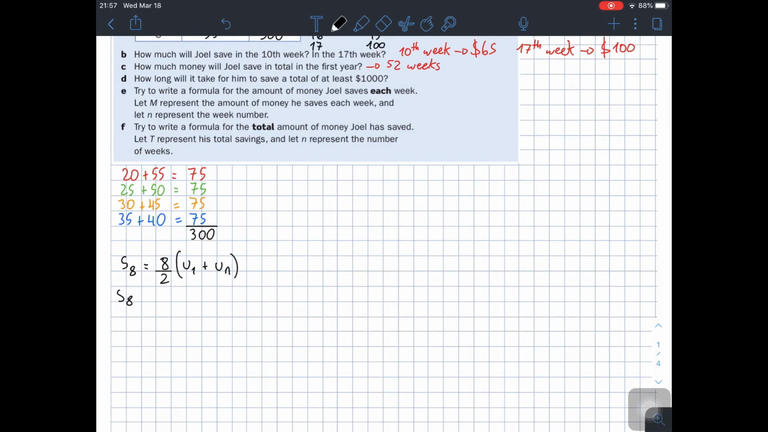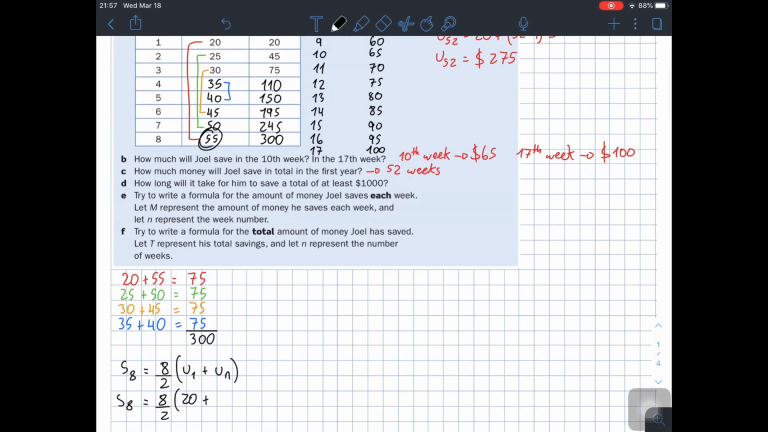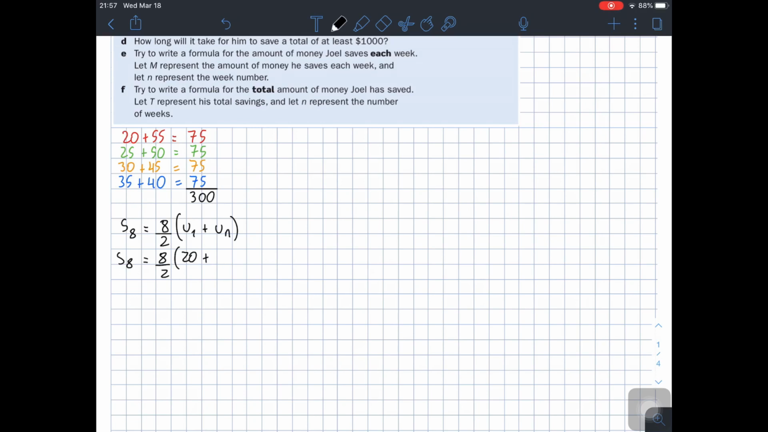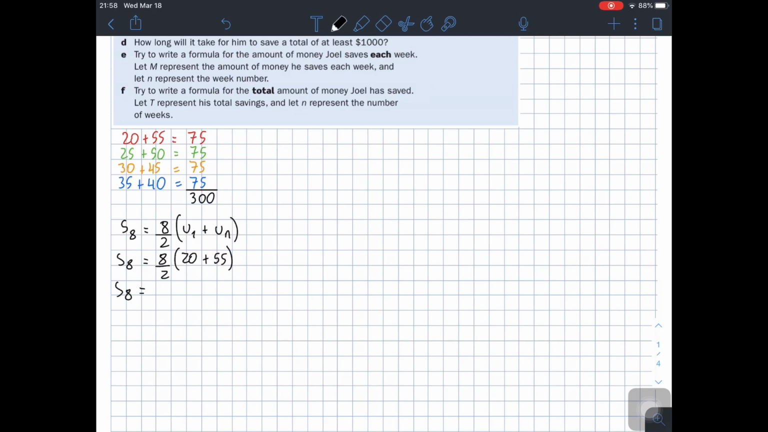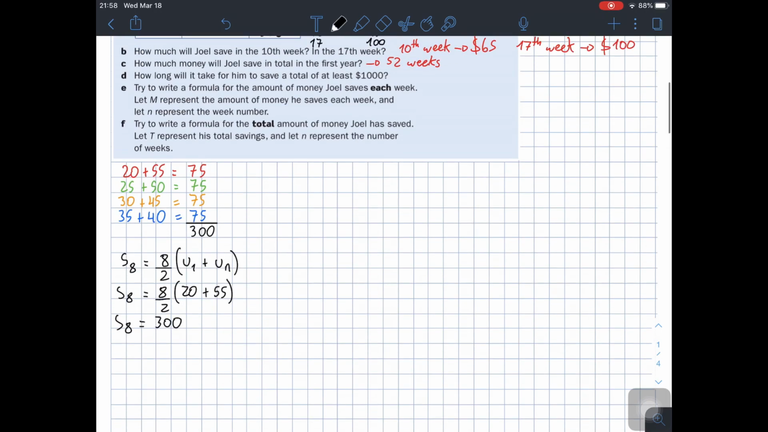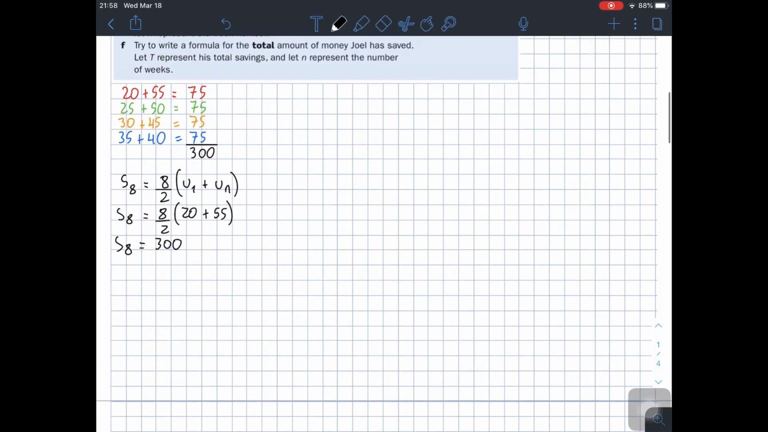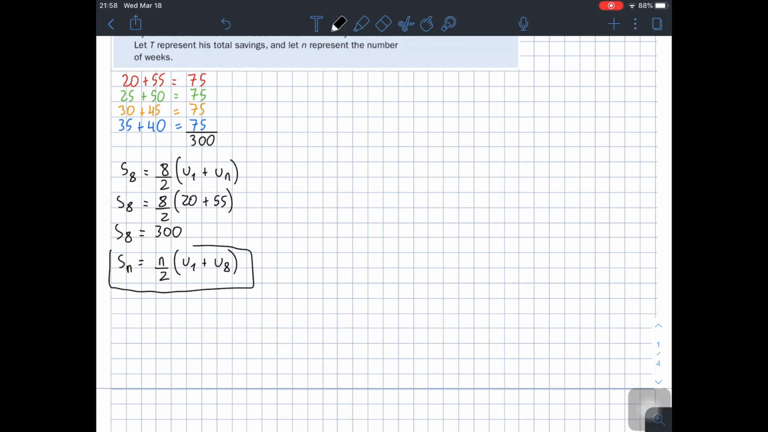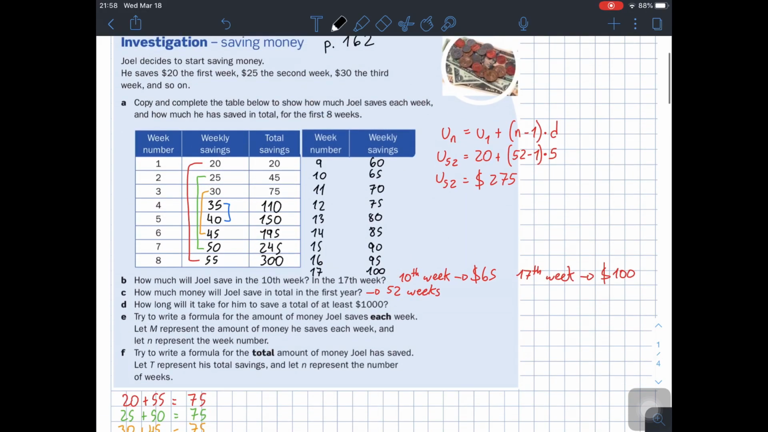So S of 8 is 8 divided by 2 times u1, which is 20, the first term, plus the last term, which in this case is 55. If you do this in your calculator, you will get that the sum of the first 8 terms of the sequence is 300. Okay? So if we generalize, the general formula would be S of n equals n divided by 2 times (u1 plus un). This is the formula to find the sum of the first n terms of a sequence. Sorry, this is not 8, it should be n. And this formula over here is to find the nth term of an arithmetic sequence.